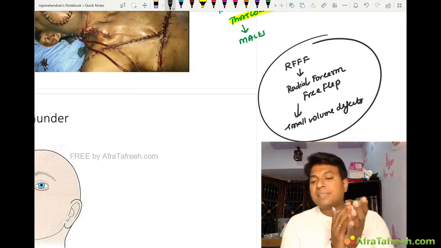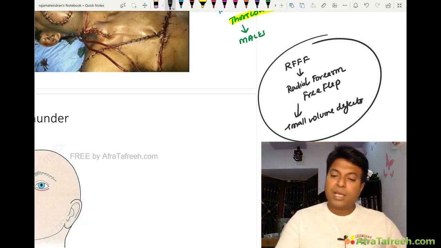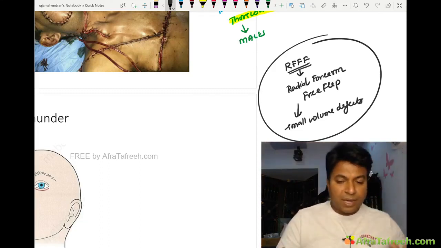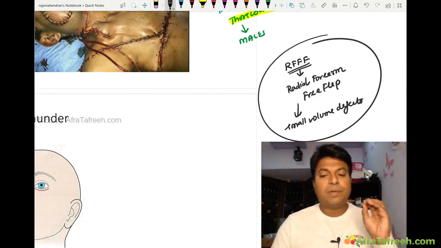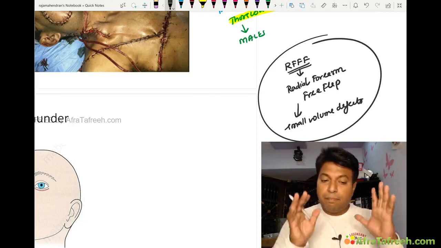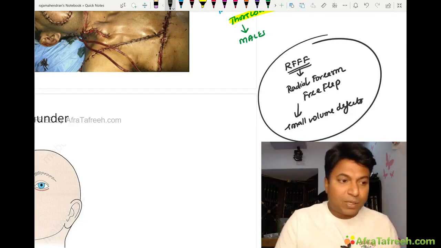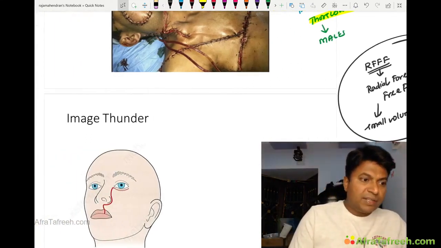If hemiglossectomy is done for the tongue, which will you use? I will use the RFF flap. So simply remember: small volume defects, RFF flap. Big defects, we use the PMMC and deltopectoral flap. Very good. That's the correct answer.